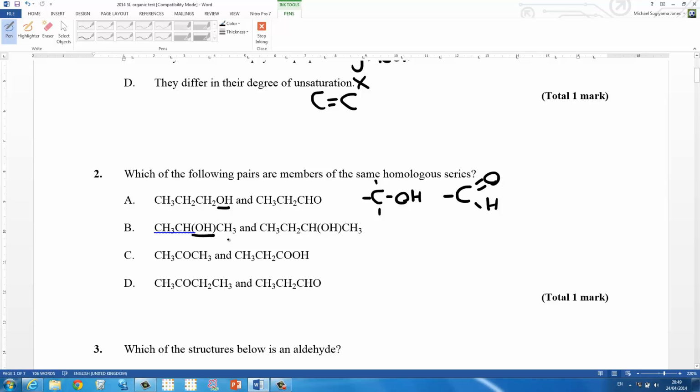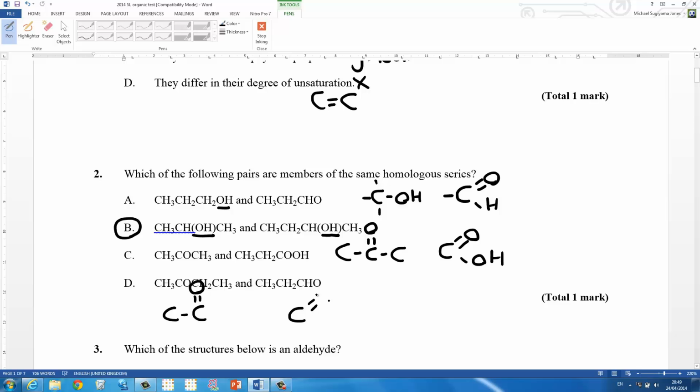B, you can see we have an OH group here and an OH group here. They are in the same homologous series, the alcohols. And this one here, that would represent a ketone. And then the COOH would be the carboxylic acid. And finally, we have a ketone again here. And here we have an aldehyde, which would be on the end. Okay, so the correct answer there is B.